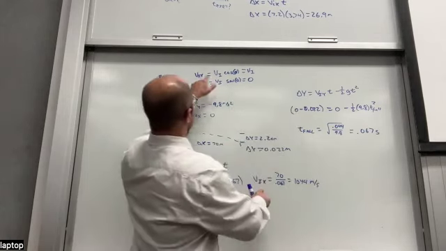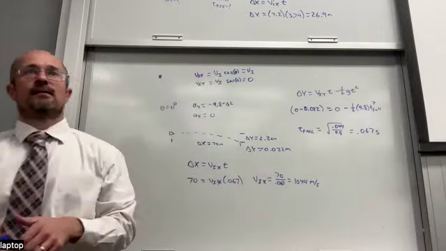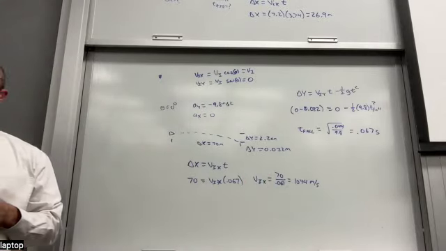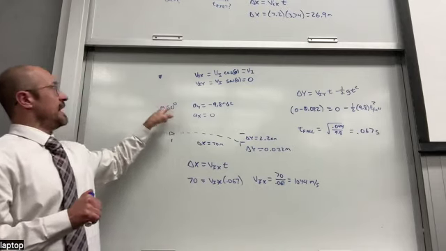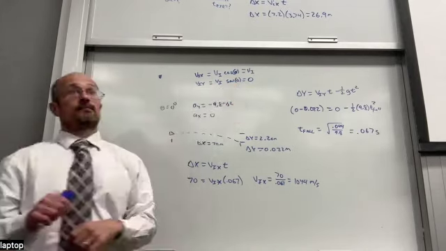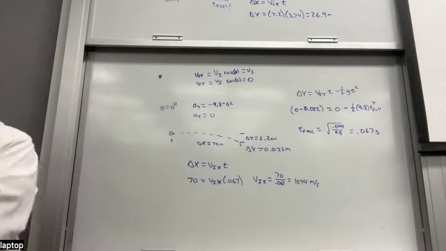And because it's launched horizontally, the angle is 0, and the sine of 0 is 0. Just like the sine of 90 is 1 and the cosine of 90 is 0.